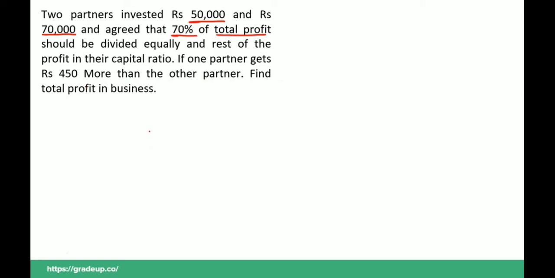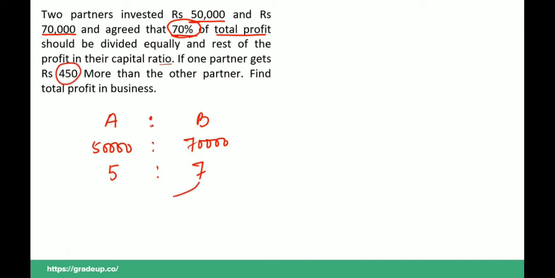Now listen carefully. If this is A and this is B, these are two partners. A invested 50,000 rupees, B invested 70,000 rupees, and agreed that 70% of the total profit should be divided equally, and the rest of the profit in their capital ratio. Their capital ratio is 5:7. One partner gets 450 rupees more than the other partner.